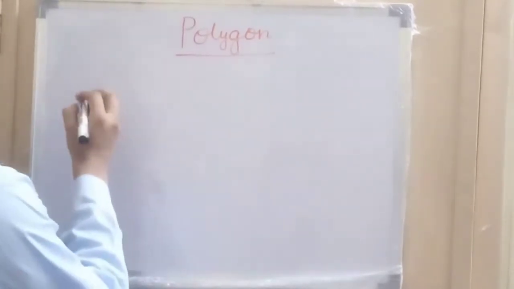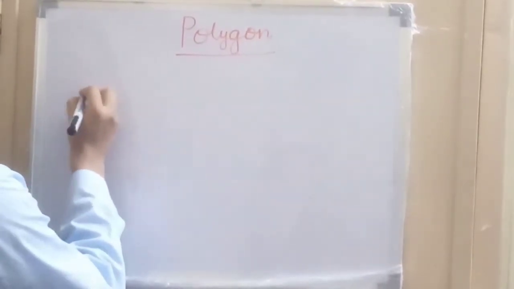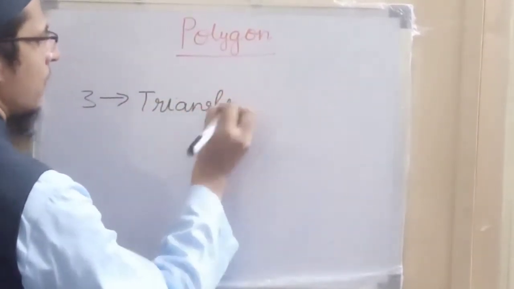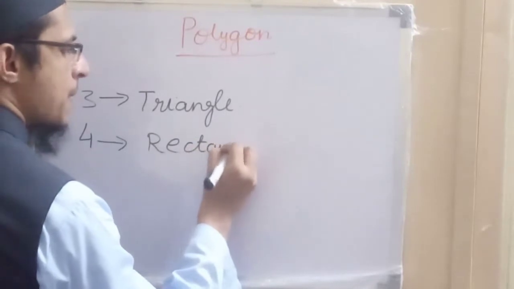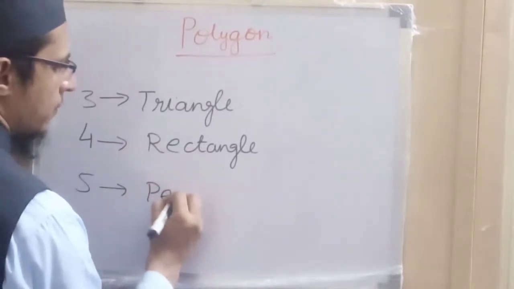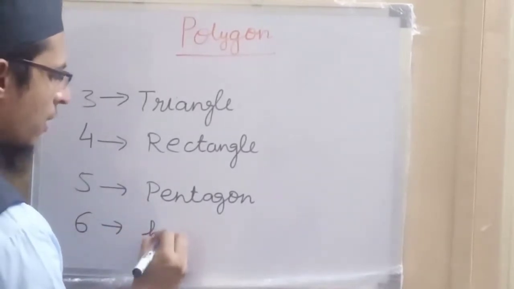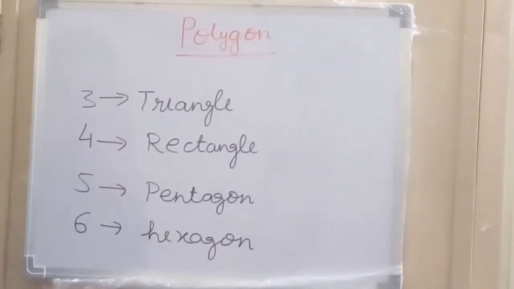So a polygon with sides equal to 3 is known as a triangle. With sides equal to 4, rectangle. Sides equal to 5, pentagon. And sides equal to 6, hexagon. And so on, we can name them accordingly on the basis of the number of sides.